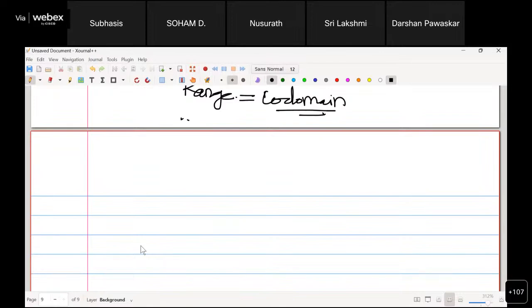If f of x is x square plus 5, it is not onto, isn't it? From where to where? That is your function, but what is your domain? What is your codomain? If you don't know domain and codomain, how will you decide whether this function is onto or not? First, mention the domain. Domain and codomain are natural numbers. Right? And this is your function, right?